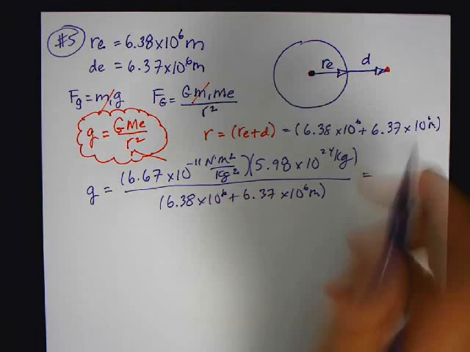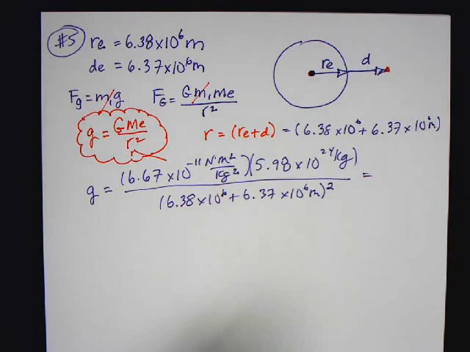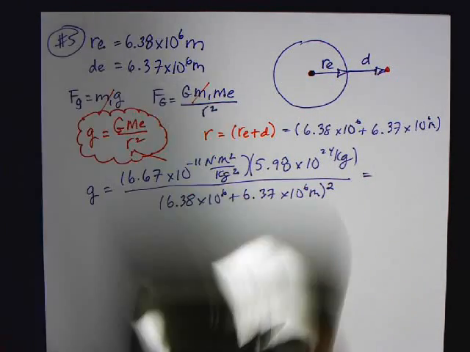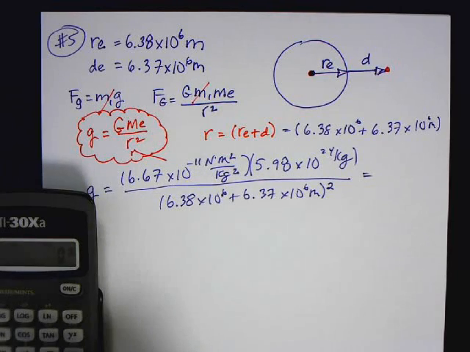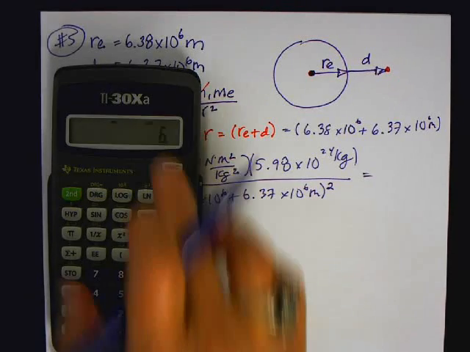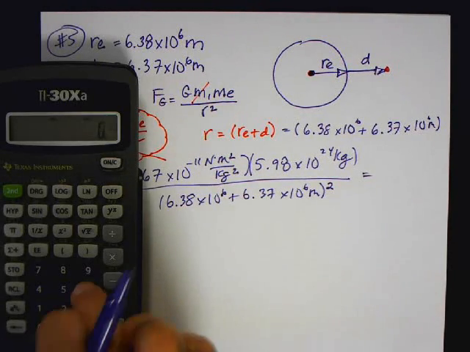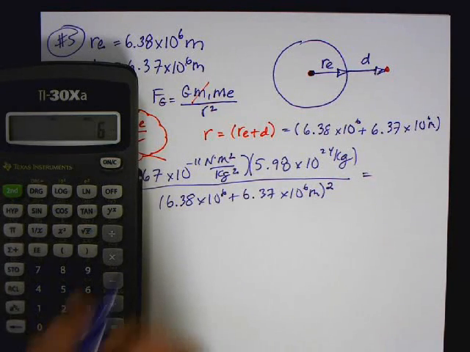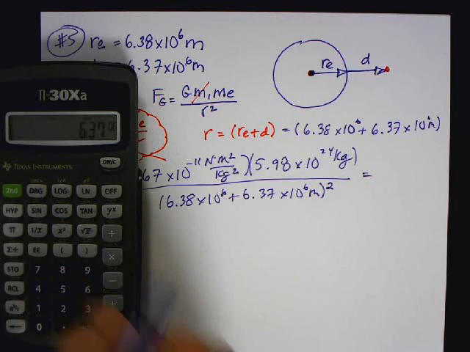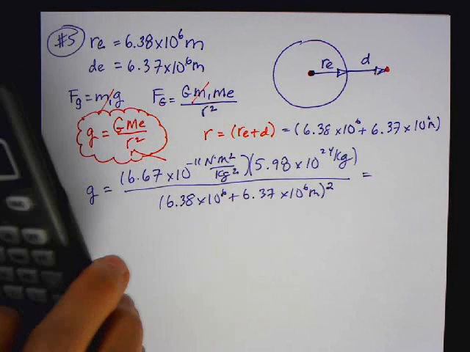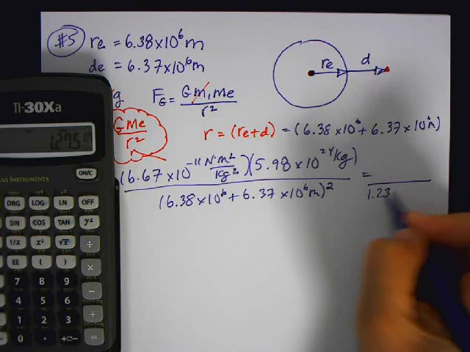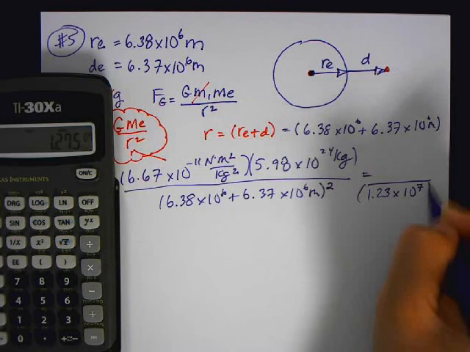So now when we do it all together, and this is squared on our calculator, you might want to just add these two first to make it simpler. So let me do it here so we can look at what buttons we're pressing. 6.38 EE6 plus 6.37 EE6 equals, so it comes out to be 1.23 times 10 to the 7, and that's going to be squared.